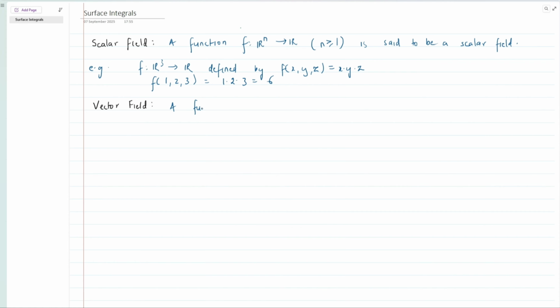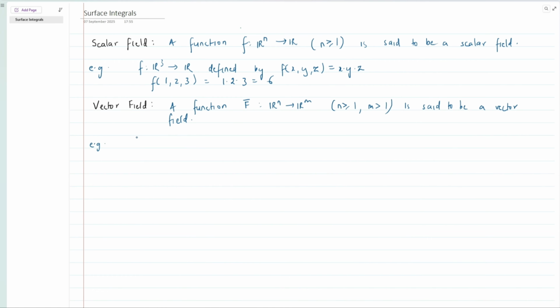It is a function f bar from Rn to Rm, where n could be greater than equal to 1 while m has to be strictly greater than 1, and such a function is said to be a vector field.